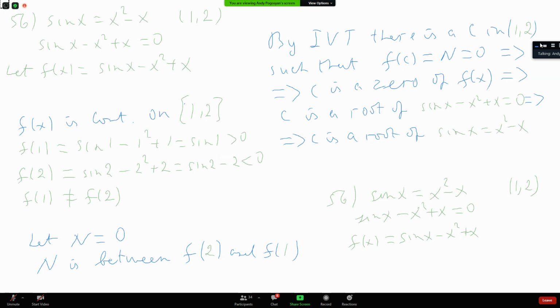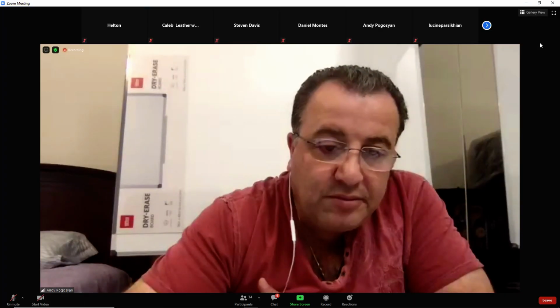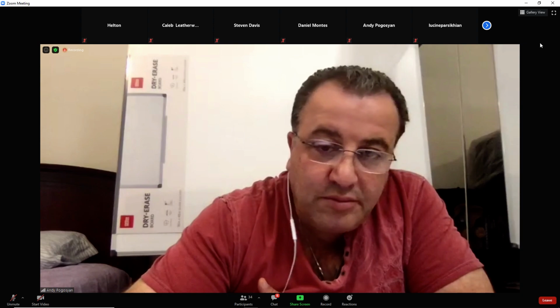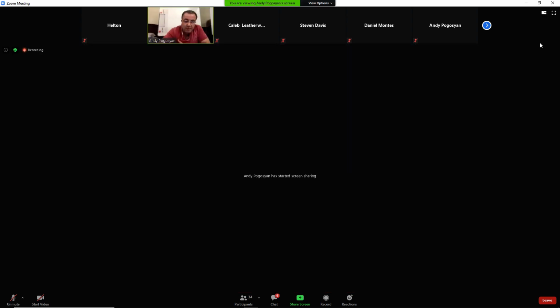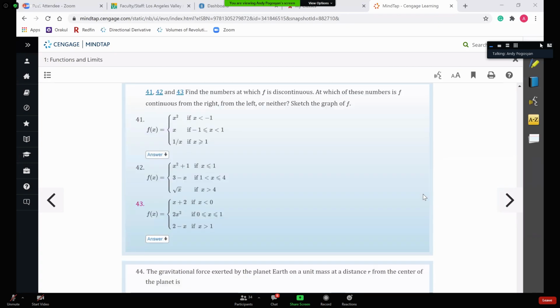Now, number 42, again, go back to the continuity. Go here. So again, interesting problem, and you may have it on your exam. Find the numbers at which f of x is discontinuous. At which of these numbers is f continuous from the right, from the left, or neither? Sketch the graph of f of x.